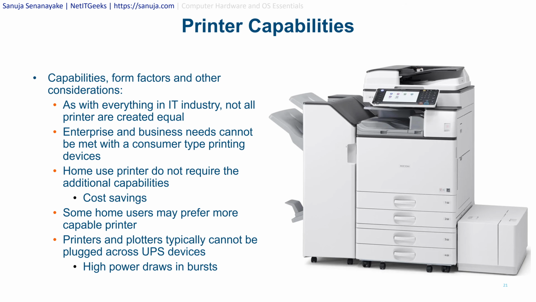Home users do not require the additional capabilities. So if you are setting up a printer for a high school kid or a junior high school kid or something like that, and their parents want to buy the best printer available, buy the best inkjet printer maybe. Don't buy an enterprise grade printer like this, because of cost savings.